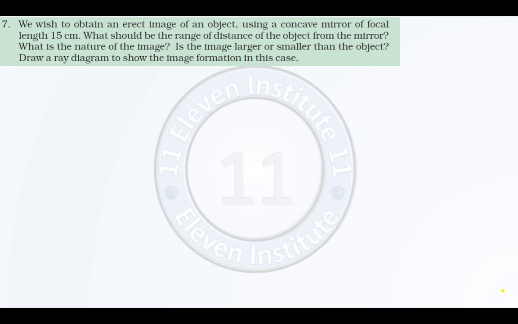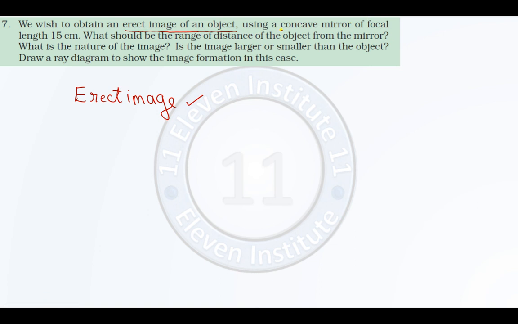Yes, so we are having question number 7. Let us read the question first. We wish to obtain an erect image of an object. Now we want to read further from here. What type of image do we want? We want an erect image of an object. Temporarily, we will write over here that we want an erect image. Right, which type of image do I want? I want an erect image.